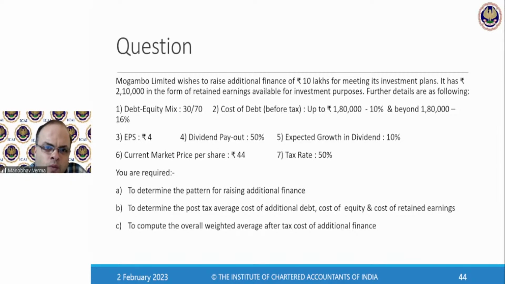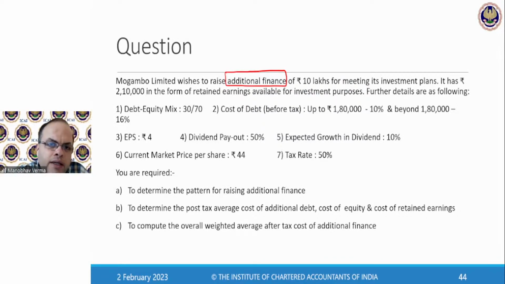Mogambo Limited wishes to raise additional finance of 10 lakhs for meeting its investment plans. I'm very much excited when I look at this term, additional finance. It has rupees 2,10,000 in the form of retained earnings available for investment purposes. Further details are given to us.